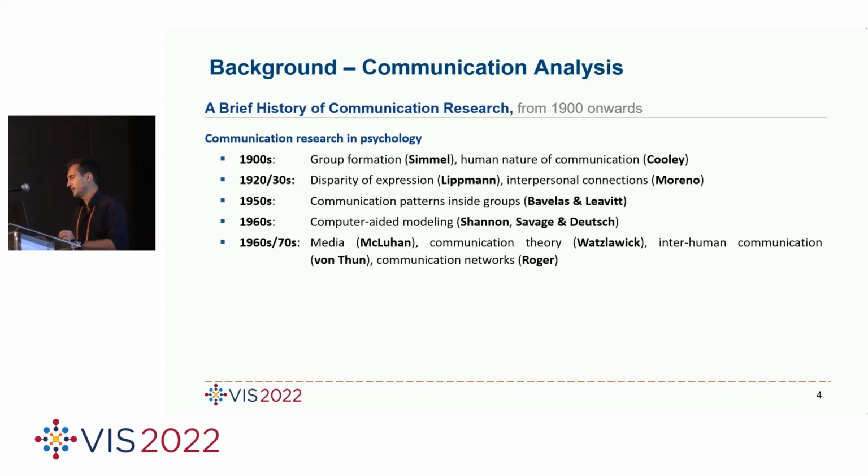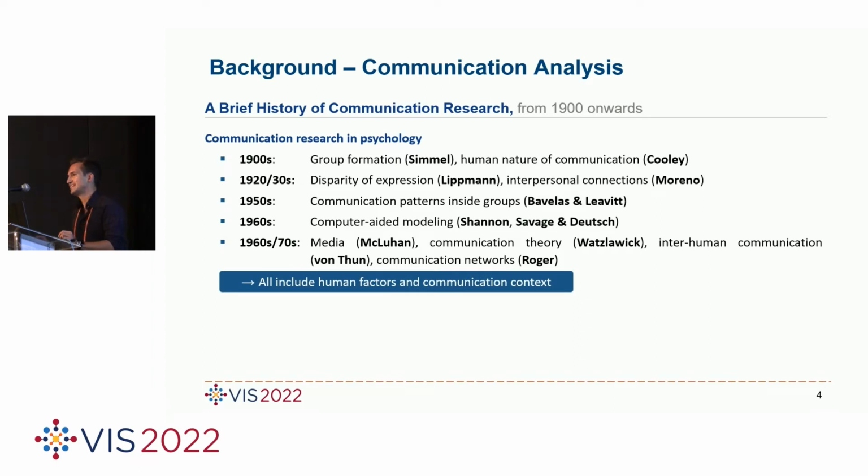The more modern communication analysis really started in the 1960s with computer-aided modeling by Shannon as well as Deutsch. And communication analysis then really took off in the 1960s and 70s with the theory of media by McLuhan, the works on communication analysis by Watzlawick and Jackson, and interhuman communication by von Thun, as well as the research on communication networks by Rogers. Now, it's essential to note that all these approaches extensively consider and include the human factors in the communication context.